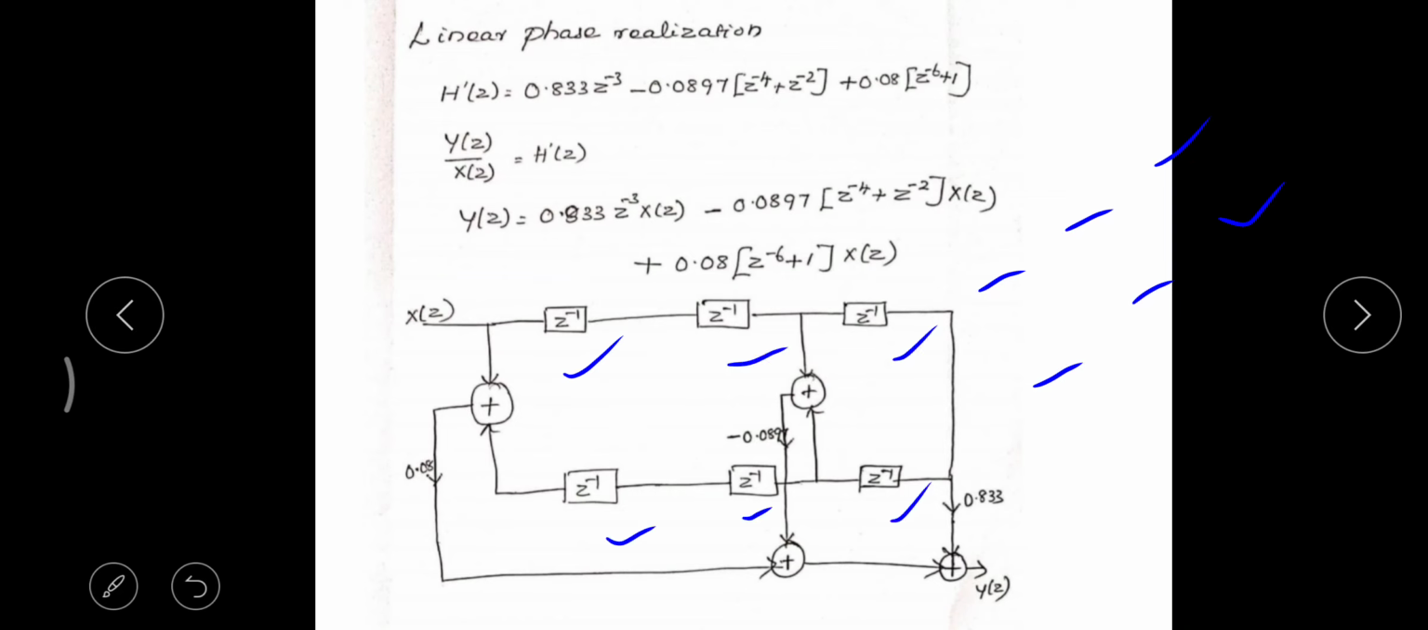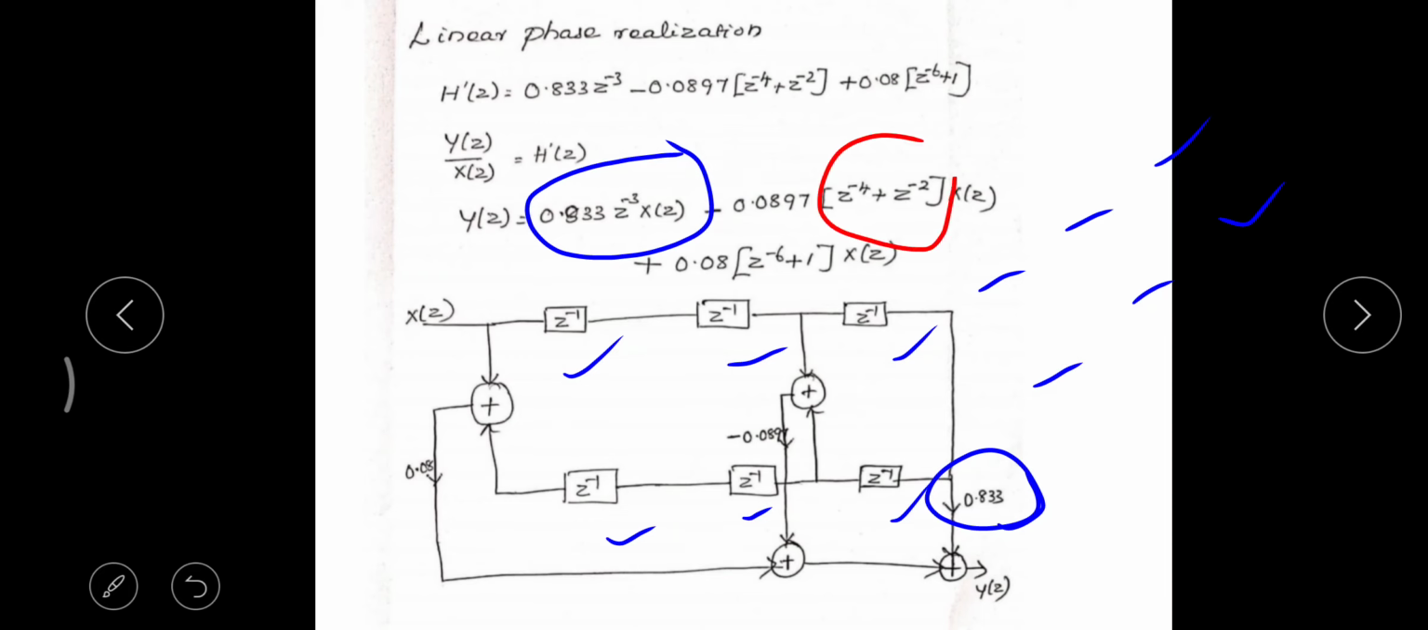Now we can implement this. This is z power minus 3 X of z, so directly I can take it here. Next, this is z power minus 4 and z power minus 2. This value is z power minus 2, sorry, minus 4, that I have taken here. Similarly, I can take this also. Finally, I can sum up, and this will give Y of z. So this is the linear phase implementation of the given FIR filter.